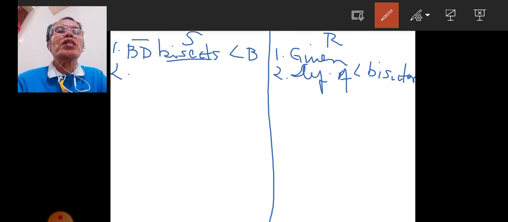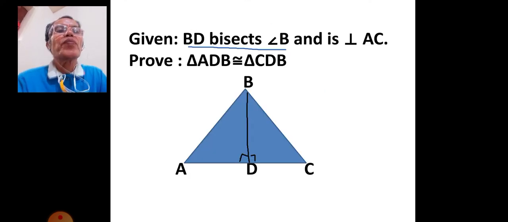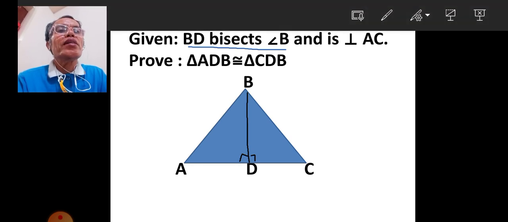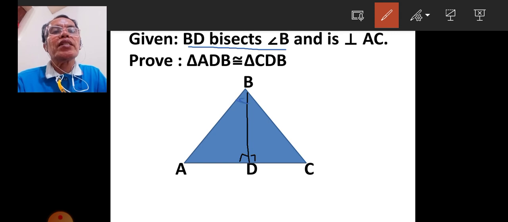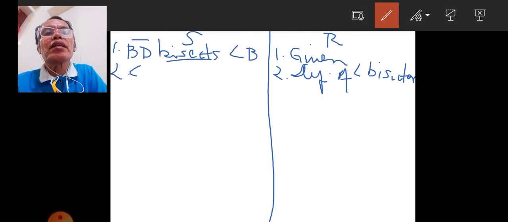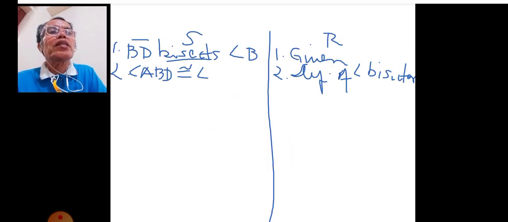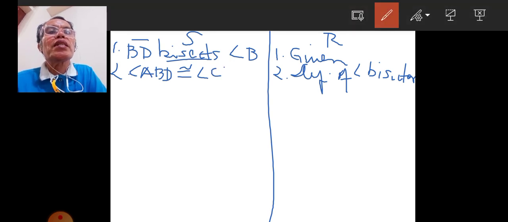So therefore you are going to state in your statement the 2 angles that are congruent. That would be angle ABD, this angle and this angle. So angle ABD is congruent to angle, what is the other angle? CBD. So that is CBD. So next statement.